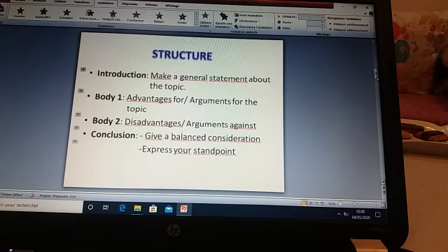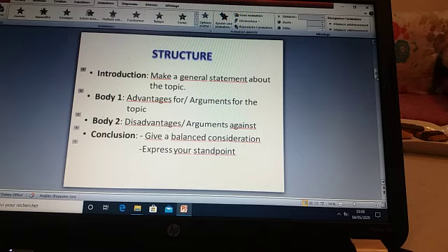For the layout or the structure, you have to write 4 paragraphs. The introduction, where you make a general statement about the topic. And for the body, you have to write 2 paragraphs. Body 1, it's about advantages, or arguments for the topic. Body 2, disadvantages or arguments against.